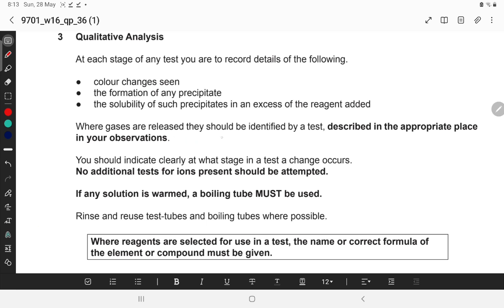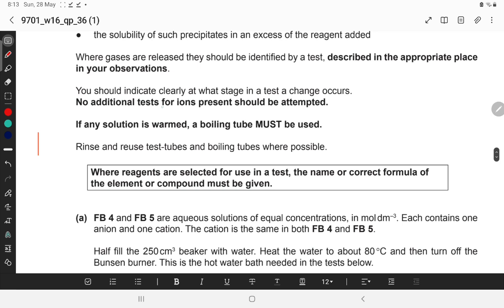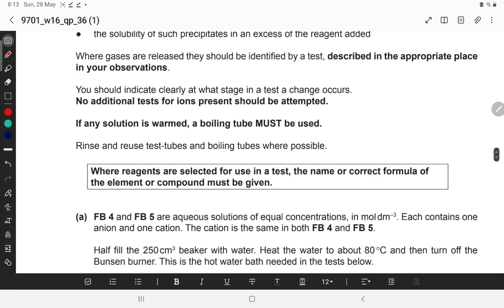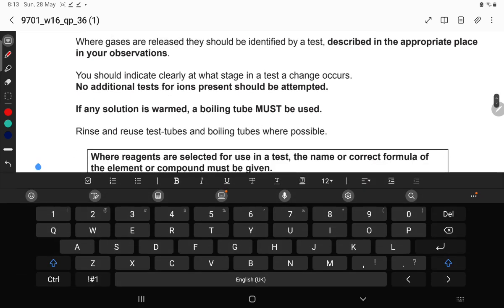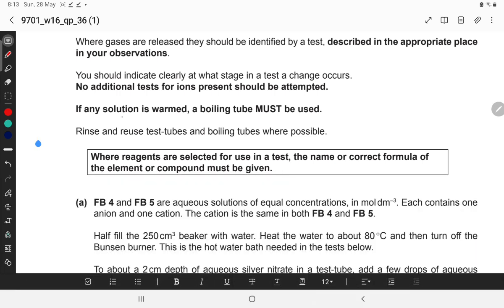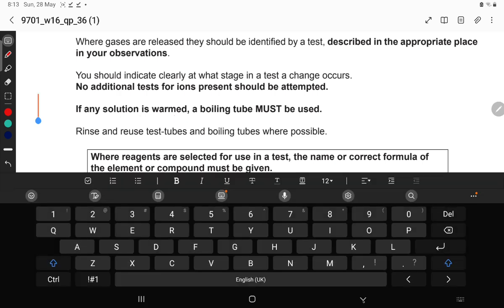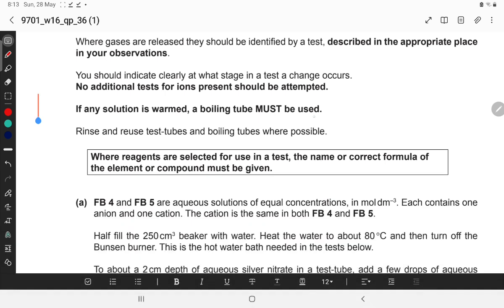Where gases are released, they should be identified by a test described in the appropriate place in your observations. You should indicate clearly at what stage in a test change occurs. No additional test for the ions present should be attempted. If any solution is warm, a boiling tube must be used instead of a test tube. Rinse and reuse test tubes and boiling tubes where possible.